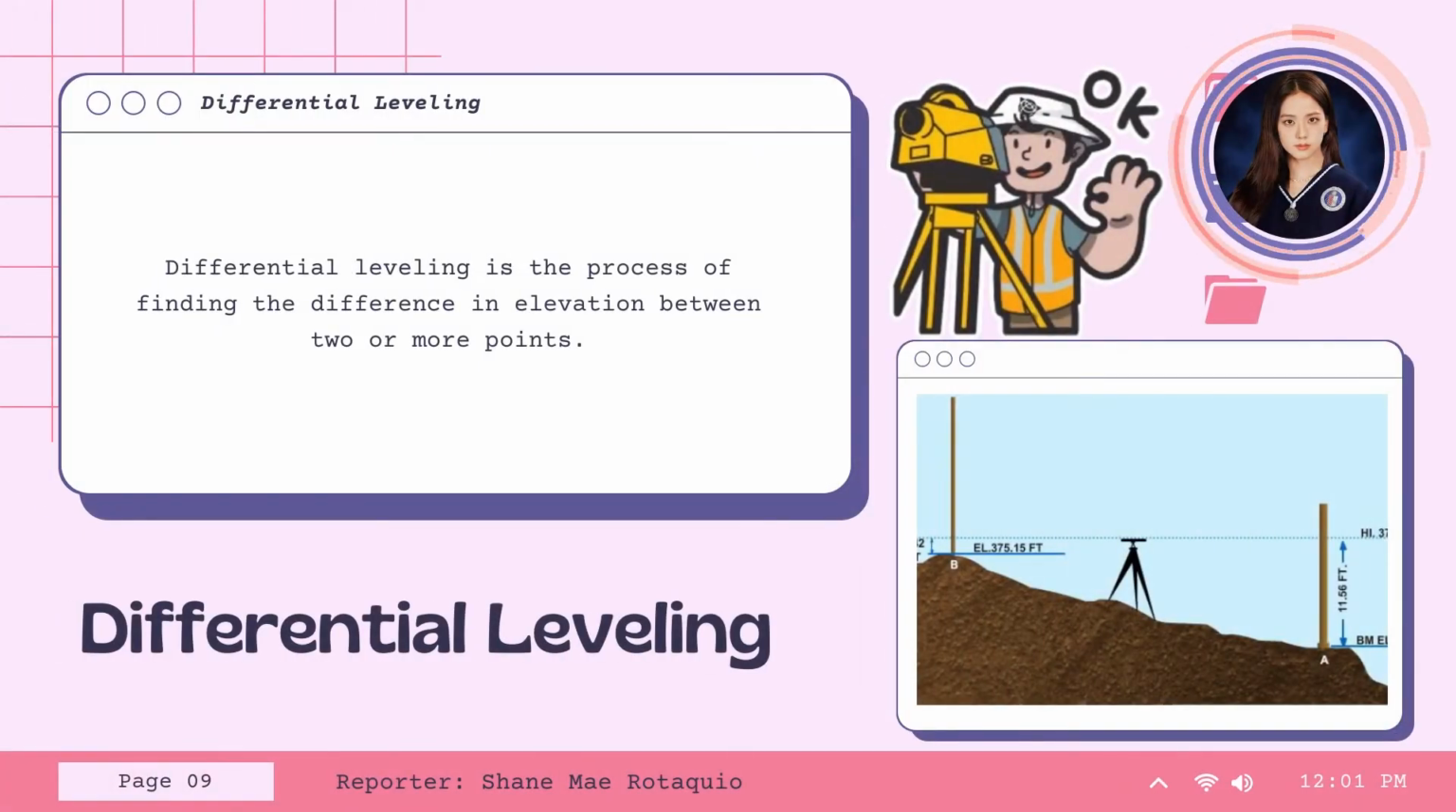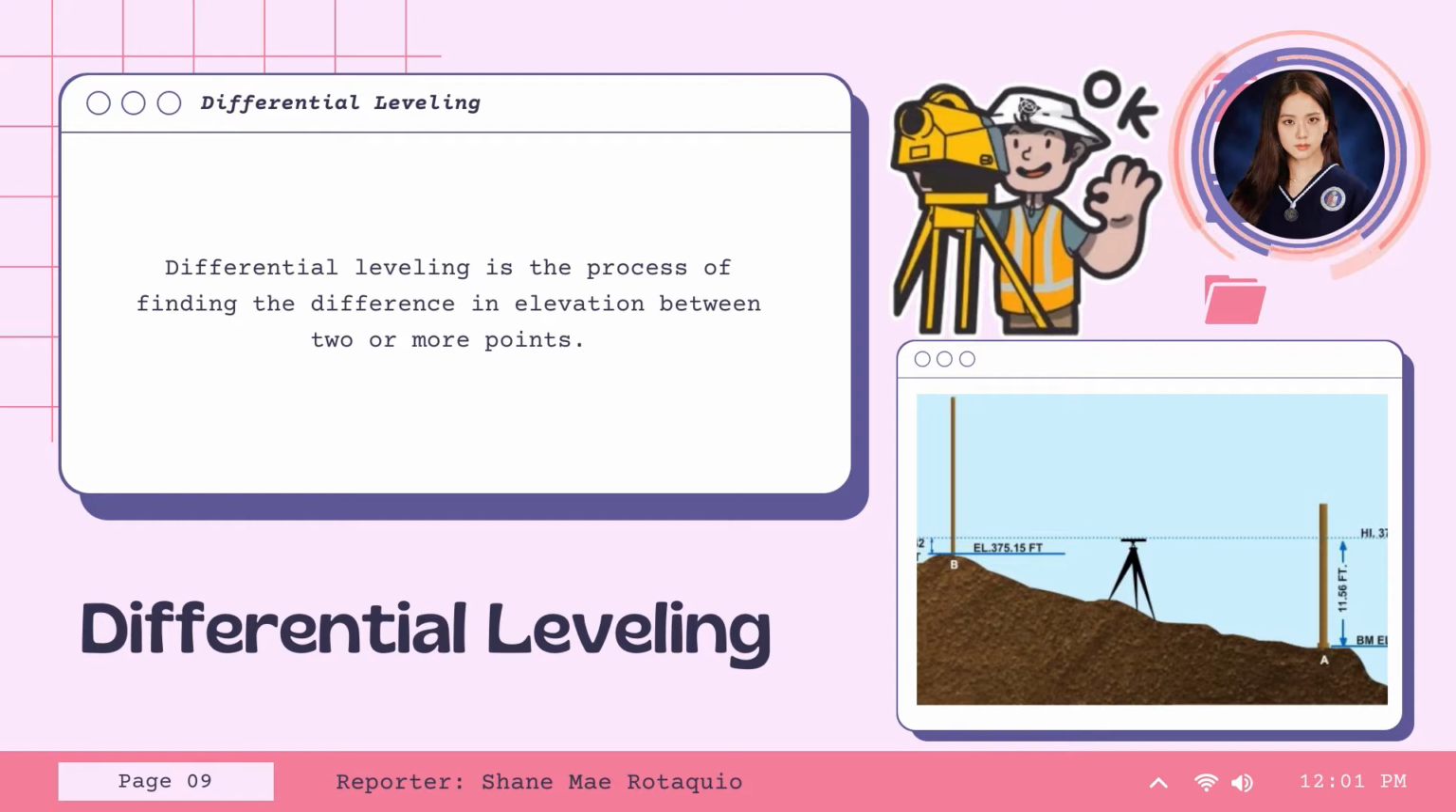So hello everyone, I am Shane Mayor Takil and I'll be reporting about differential leveling. So first of all, let us know what differential leveling is. Differential leveling is a means of transferring elevations from a known elevation to an unknown elevation. This unknown elevation can usually be found in benchmarks. So it is the process of finding the difference in elevation between two or more points.